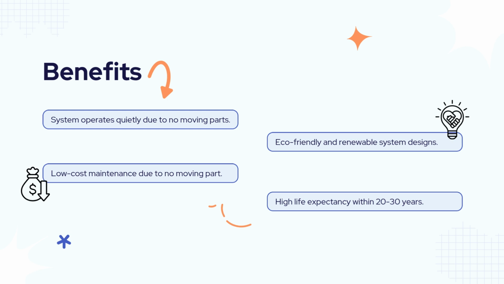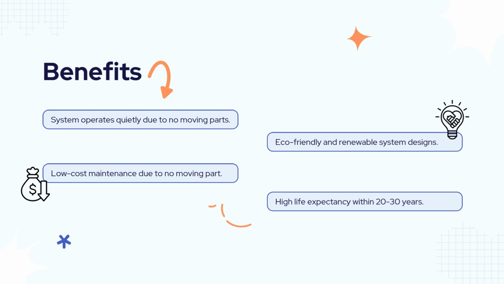cycle. The first point is that the system operates quietly due to no moving parts, which means that a normal refrigerator makes a little bit of noise, but in this refrigerator, there is no noise. Second, eco-friendly and renewable system design, which means that we can use a solar panel as a source to generate the heat. Third, low cost maintenance due to no moving parts.